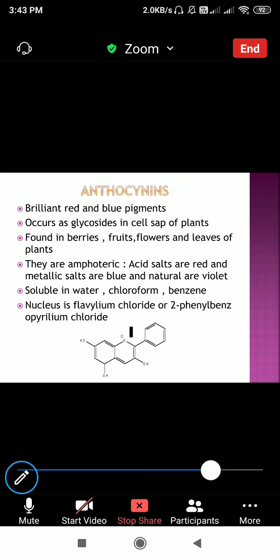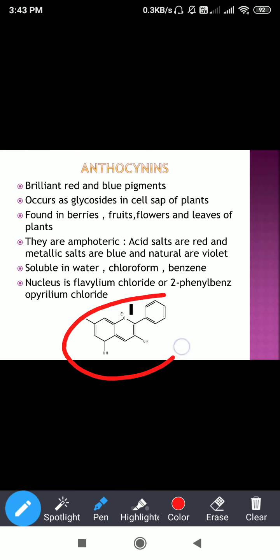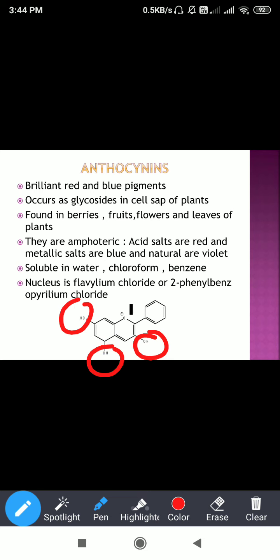They are amphoteric. Acid salts are red, metallic salts are blue and neutral are violet. They are soluble in water, chloroform and benzene. The nucleus is flavylium chloride or 2-phenyl benzopyrylium chloride. So this is the structure of anthocyanins, which has a positive charge at the oxygen atom of the ring. See, this is the oxygen atom which has a positive charge and it has a hydroxyl group at 3, 5 and 7 position. So this is the structure of anthocyanins.